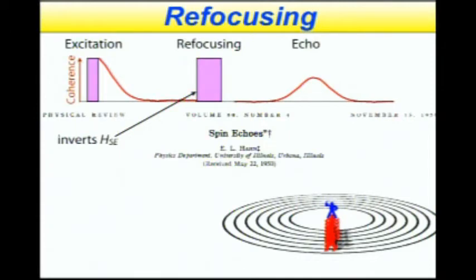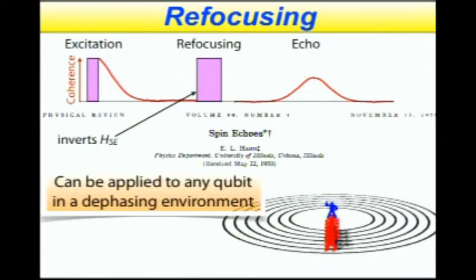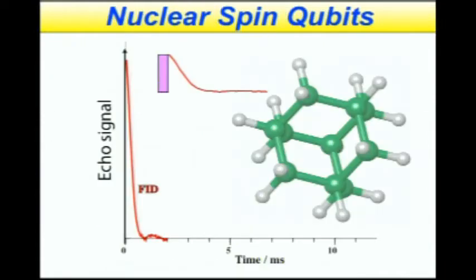Now, this was discovered in NMR. It was applied to many other fields. You have so-called photon echoes, which are exactly the same principle. And that can be applied to any qubit in a dephasing environment. So we've tested that in a qubit system. This is a molecule called adamantane. The qubits are these green balls, which are carbon-13 nuclear spins. And they have an environment consisting of the gray balls, which are protons.